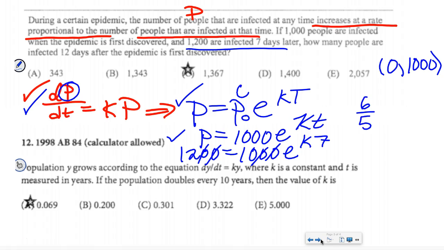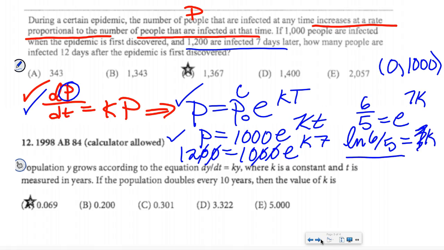6/5 on the left would equal e to the 7K. Solving that for K, I'd get ln 6/5 is equal to ln e to the 7K. ln undoes e. So to get K, I will do natural log of 6/5 divided by 7. Now these answers are so far apart, except for these two right here, that you could probably go round that on your calculator and not store it. And we're not going to use it again either. So go do natural log 6/5 divided by 7.